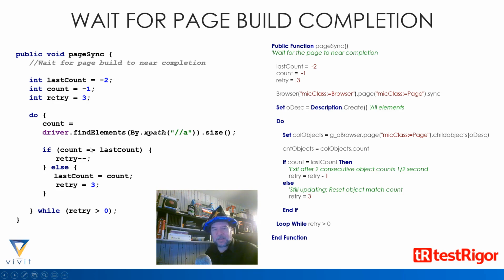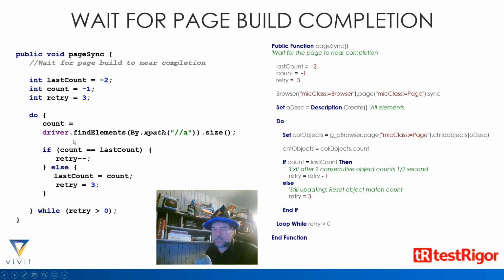If this current count matches the last count, and the first time through they won't match because we've only gone through it once. If they do match, then we take the retry and we bring it down a peg from 3 down to 2. And if they do not match, well, then we set the last count to equal the current count so that we can remember it, and then we reset our retry over to 3. So basically the upshot of this is it goes through this loop 3 times.